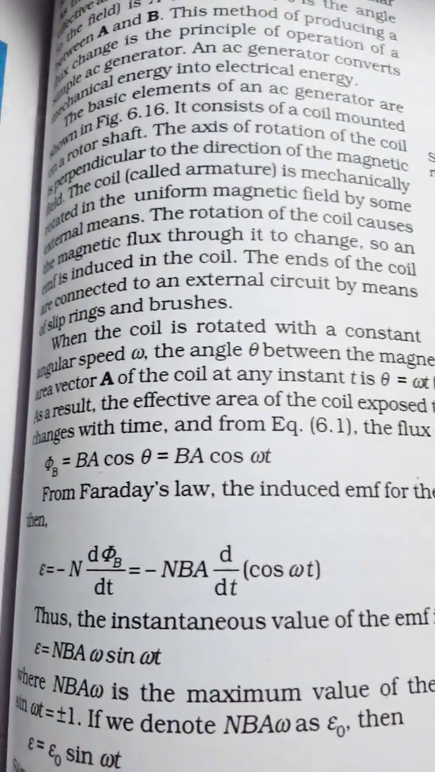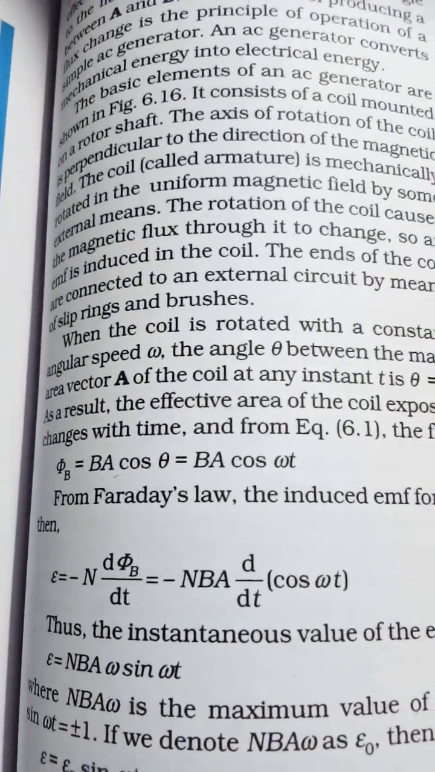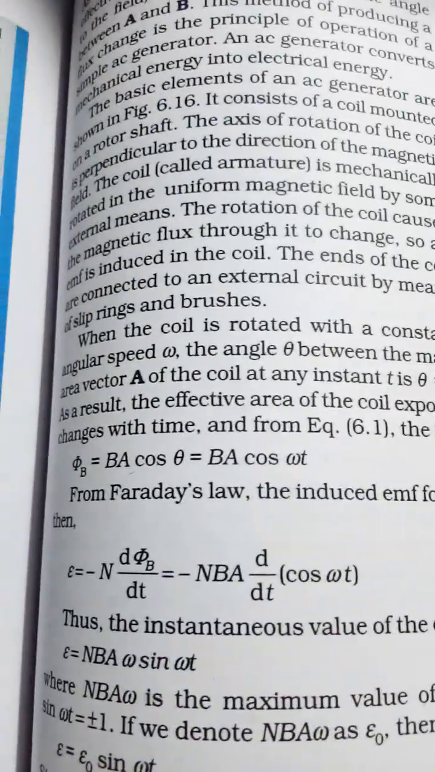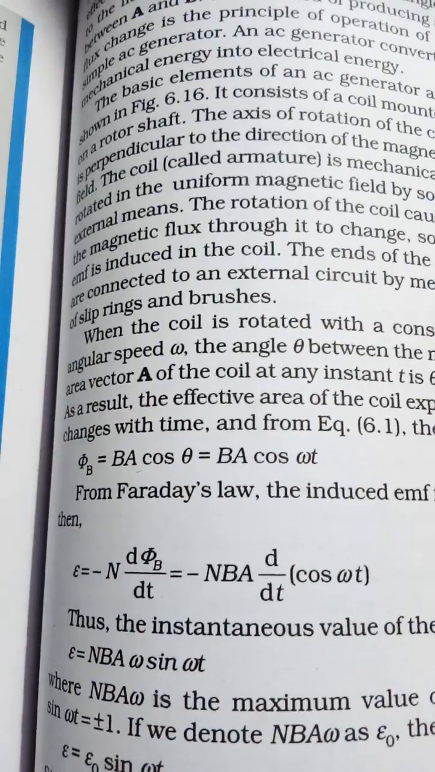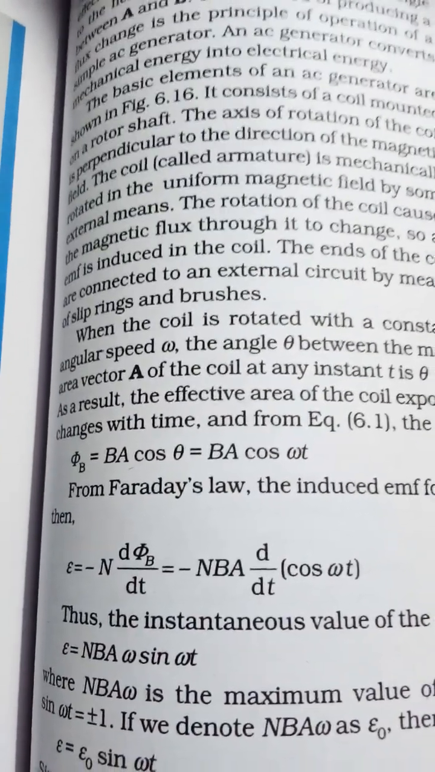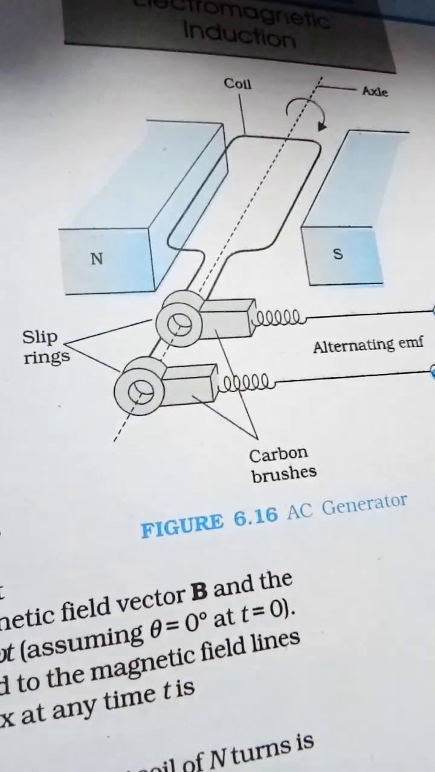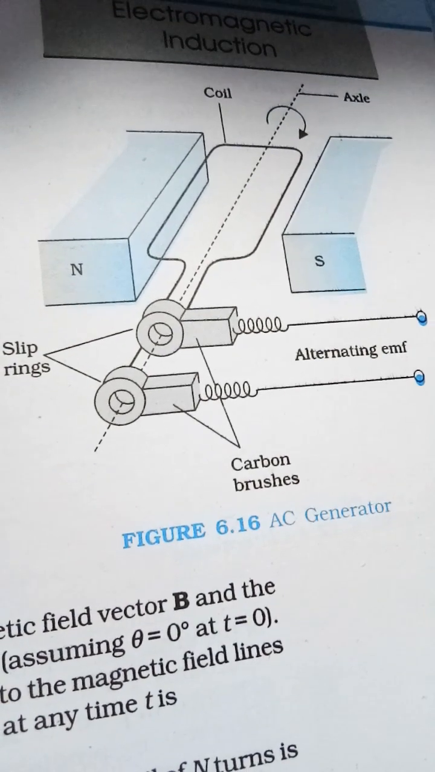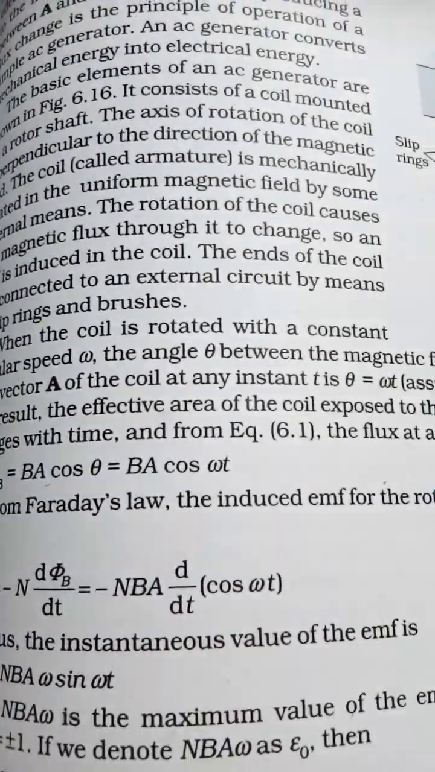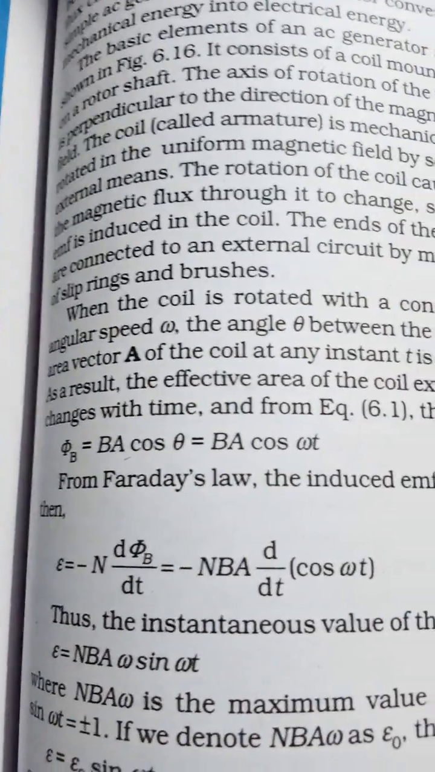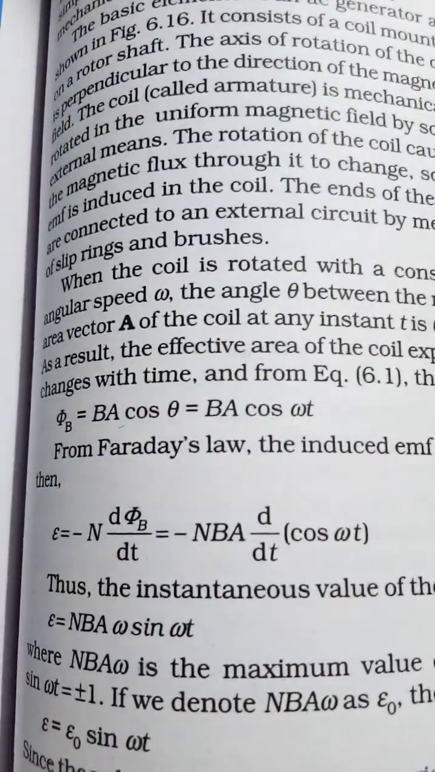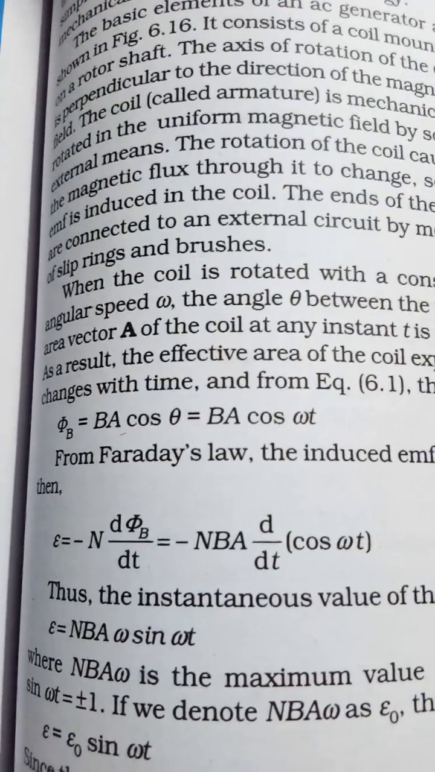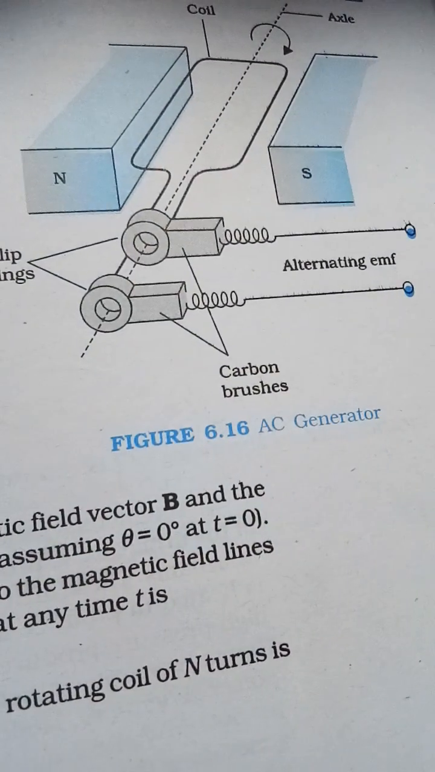The rotation of the coil causes the magnetic flux through it to change, so an EMF, electromotive force, is induced in the coil. You will see the EMF. EMF is very important. The ends of the coil are connected to an external circuit by means of slip rings and brushes. You will see here.